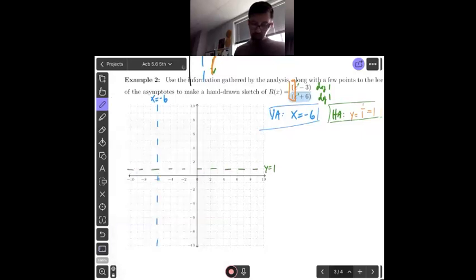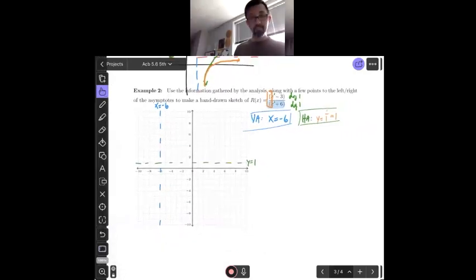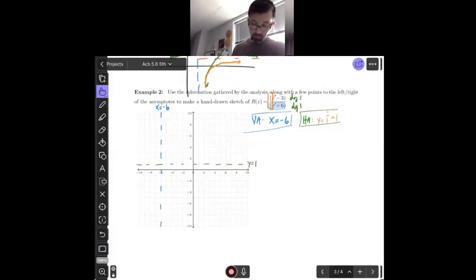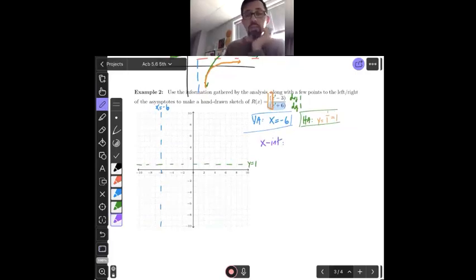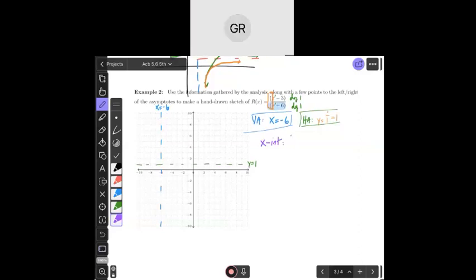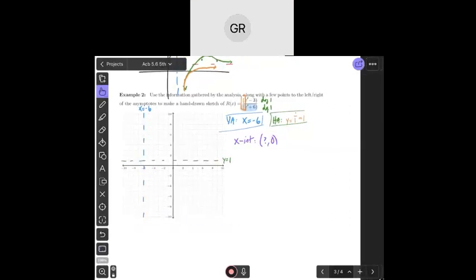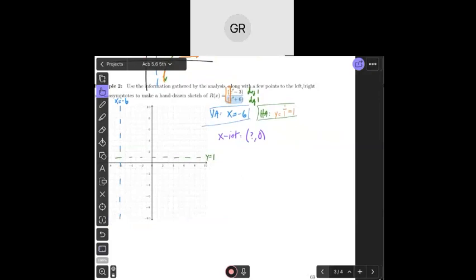Next thing I asked about was x-intercepts. What do we know about every x-intercept that ever was, every x-intercept that ever will be? How do we find x-intercepts? Y is always 0, right? And so where's our y? Our y is the r of x. So that r of x becomes 0. So we have 0 equals x minus 3 over x plus 6. Okay, so we set y equal to 0 and we solve for x.